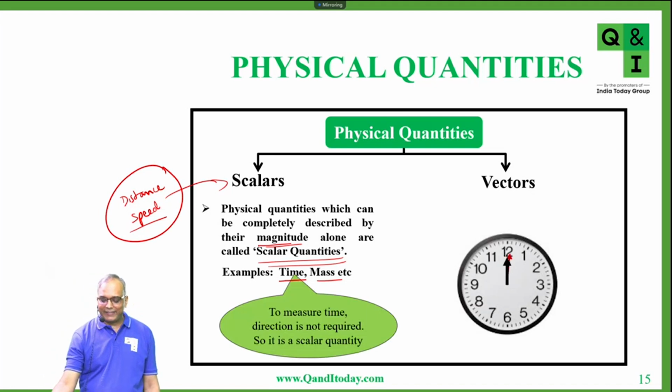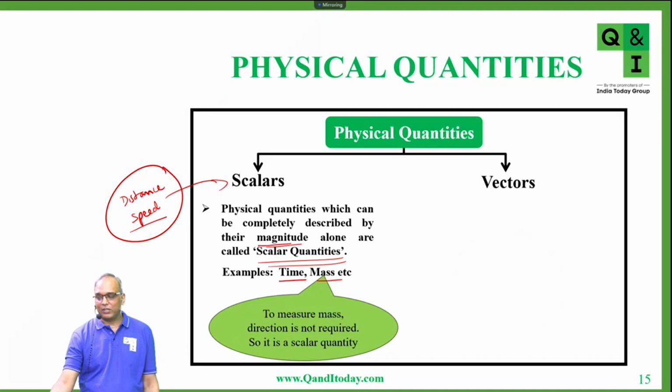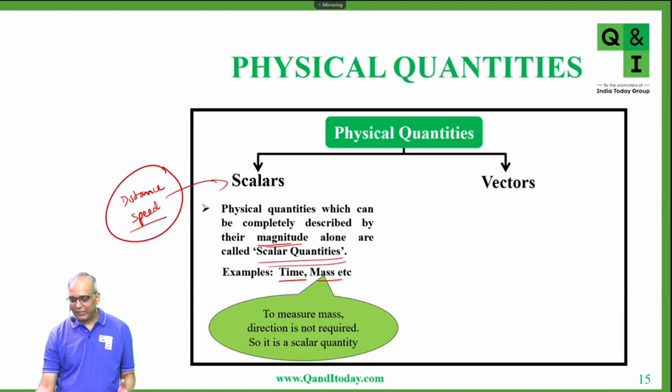Now let's talk about vector quantities. But first, to measure time, direction is not required, so it is a scalar quantity. You only say that it is 10 seconds, or you can measure it in minutes or hours or years or some other unit, but you will never mention the direction there, right? Now again, mass. When I mention the mass of some object, for example, mass of this piece is, let's say, 200 grams, here again you are only mentioning the magnitude and not the direction. So mass is a scalar quantity.